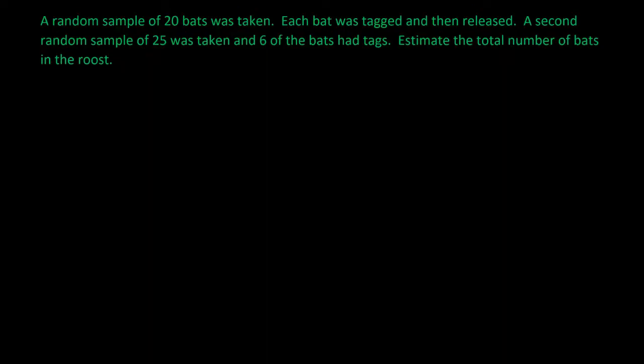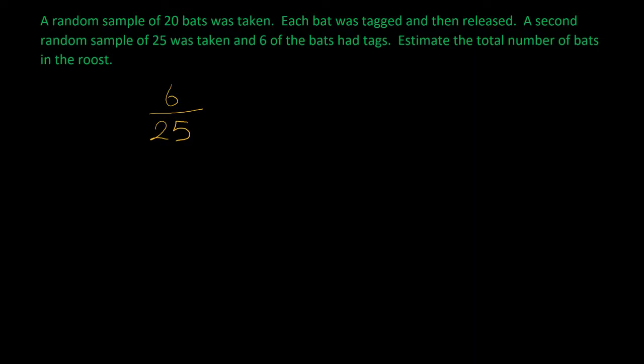So let's do a different example. Here we've had a random sample of 20 bats taken the first time. Each bat was tagged and then released. And a second random sample was taken of 25 this time, and 6 of the bats had tags. Estimate the total number of bats in the roost. So the proportion that had tags, 6 out of 25.